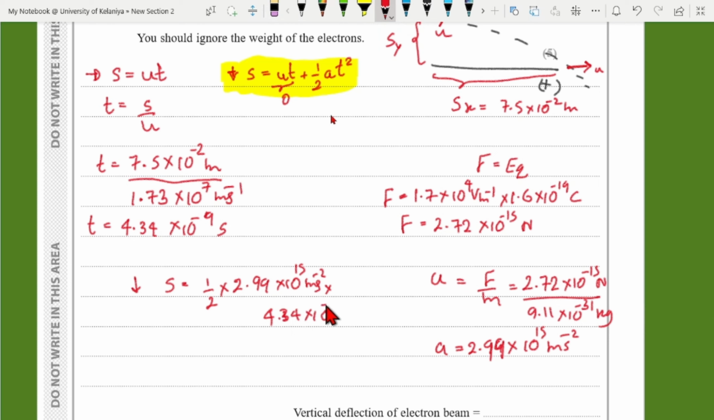4.34 times 10 to the power minus 9 second square. So if you simplify this one, what you will get here is 0.028 meters, right?